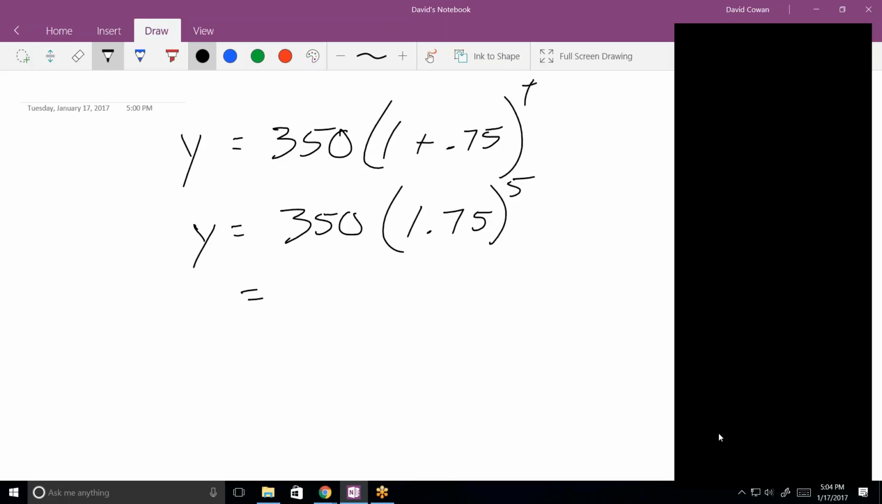5,744. That's pretty good growth, huh? In other words, if you actually could earn 75% per year on your money, you could turn $350 into $5,744 in 5 years. That's really a lot. That's a huge rate of growth.